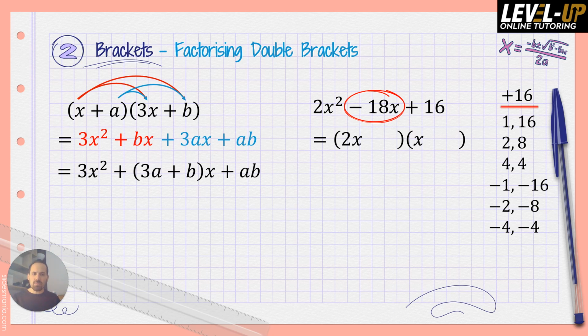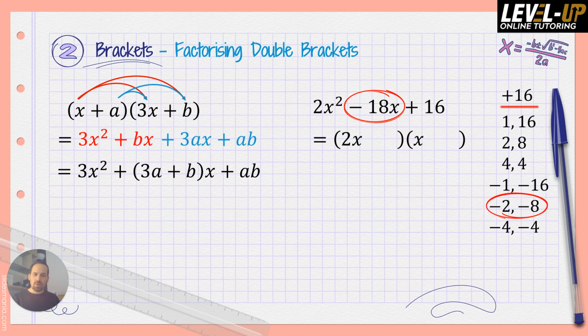So we look at our pairs of numbers on the right there and we think, okay, what two numbers will add to get minus 18 if one of them is multiplied by 2? And so that's a little bit trickier to work out. It takes just a little bit of trial and improvement. With some practice, you'll be able to see it more quickly.